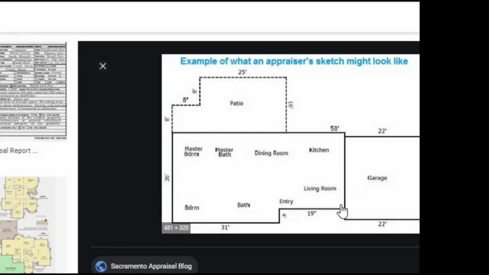in addition to measuring it. When it comes to the sketching, this would be an example of what a sketch would look like with the measurements that we're taking on the outside, right? This is the garage. And then from the inside, the appraiser would identify, and this is not my house, a kitchen, dining room, master bath. This looks like a ranch to me. And then a patio.